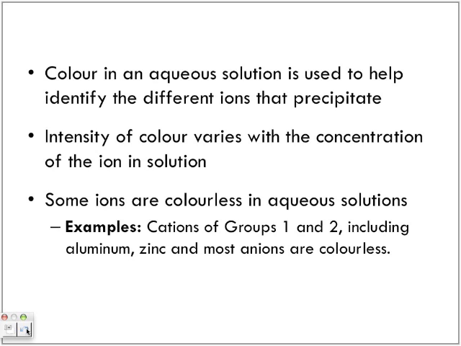Now, some ions are colorless in aqueous solutions. Cations, so any of the metals in groups 1 and 2, when they lose their electron, including aluminum and zinc, and most anions are considered colorless. So if you put something together and get something colorless, odds are you have one of these. It's not going to be a great test to identify which ion is present, because it could be any one of these. So you have to go through other tests to identify the types of ions if you're not told, and you're just given two mystery aqueous solutions that you're asked to mix together.